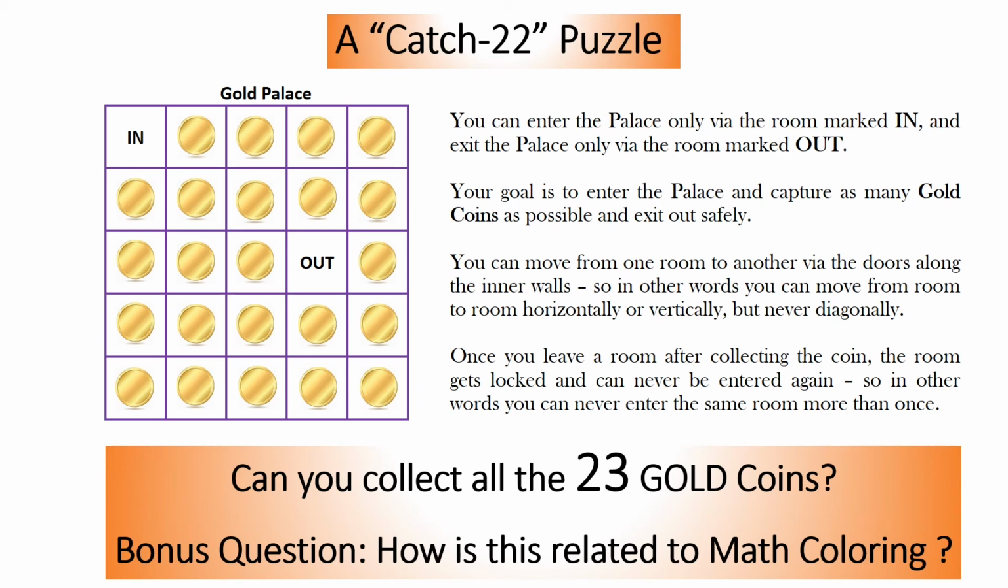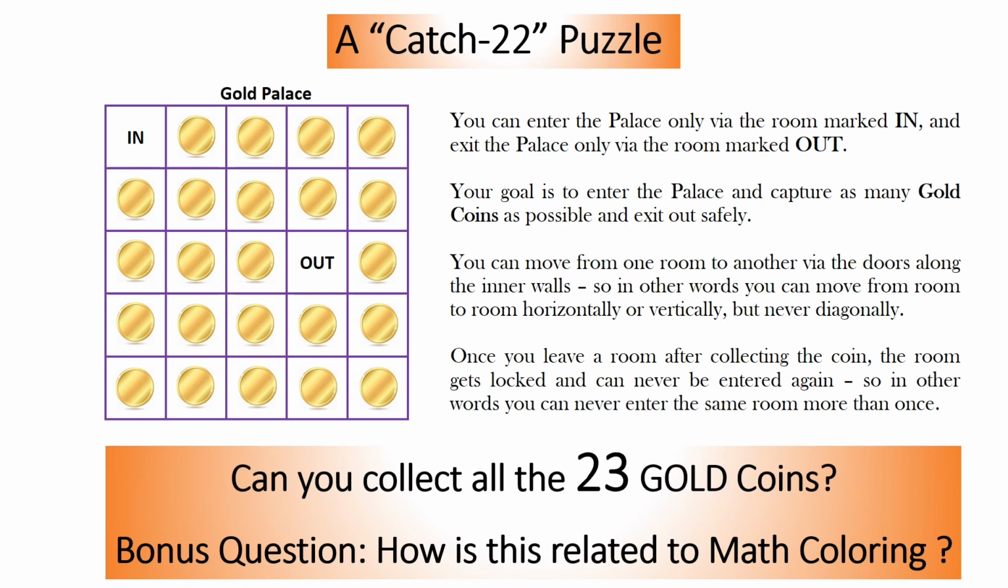You can move from one room to another via the doors along the inner walls. So we can move from here to here to here and so on. In other words, we can move from one room to another room horizontally or vertically, but never diagonally. So we can never move in this way, right? We cannot move from here to here. Now, once you leave a room after collecting the coin, the room gets locked and you can never enter the room again. So in other words, you can never enter the same room again, right?